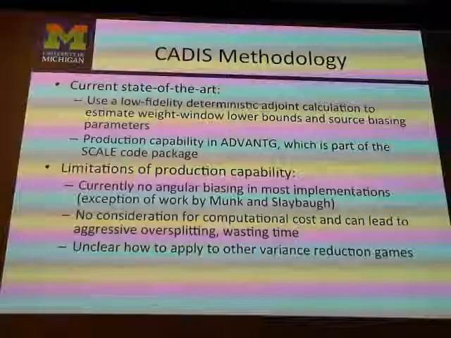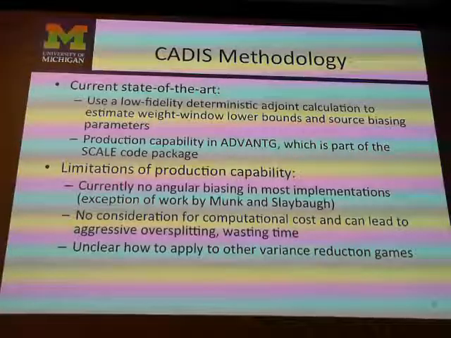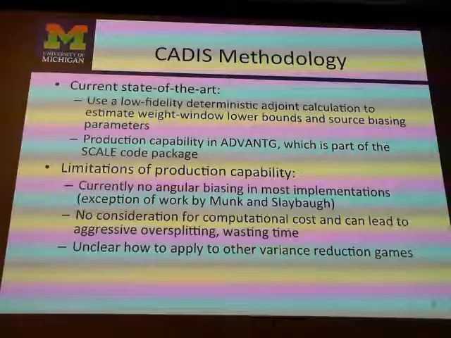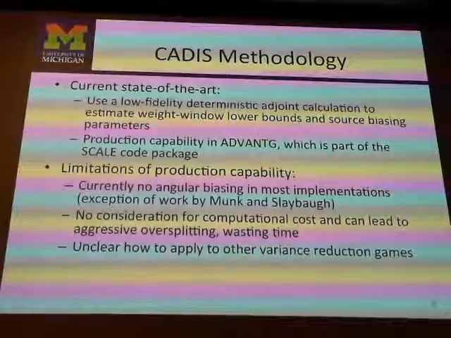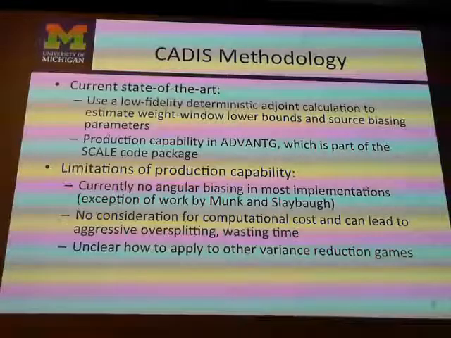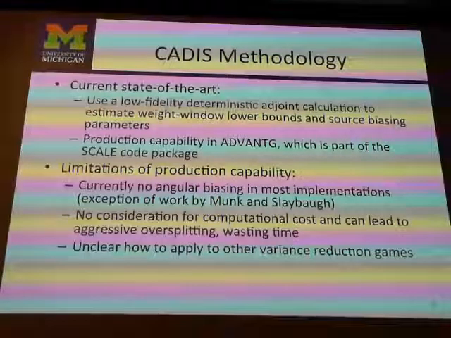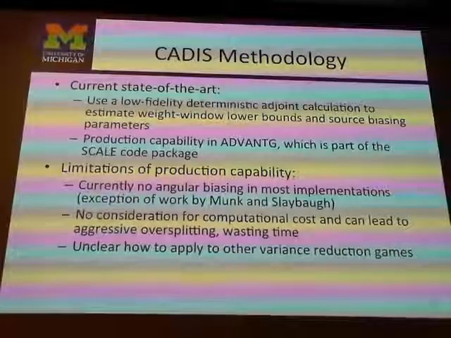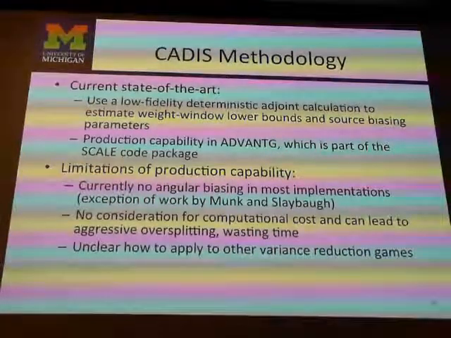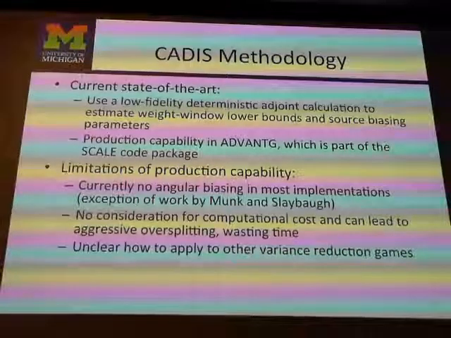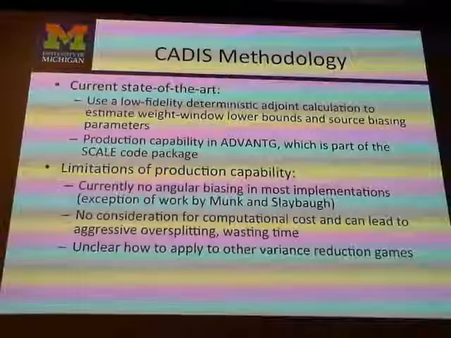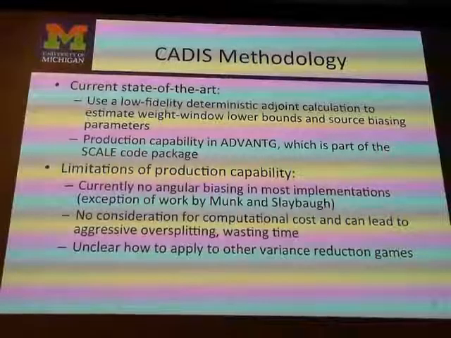All right, so I think I would consider this the current state of the art. So what we do is we solve a low fidelity adjoint problem. And I'll talk a little bit more about what the adjoint function is in just a bit. It's the neutron transport equation's twin, if you want to think about it that way. And it's production capability in a code called Advantage, which basically generates biasing parameters for MCNP using the SCALE code package. It uses Denovo as the transport solver for this.